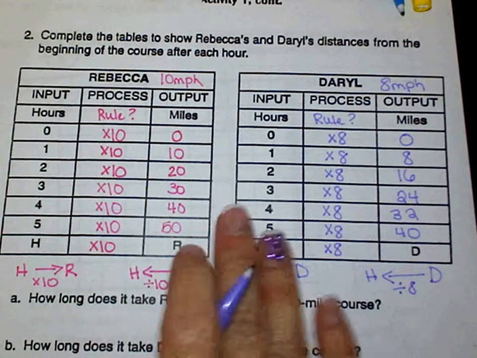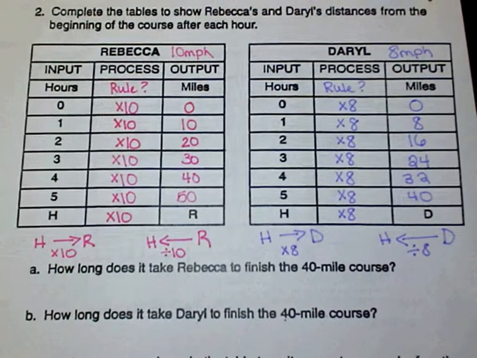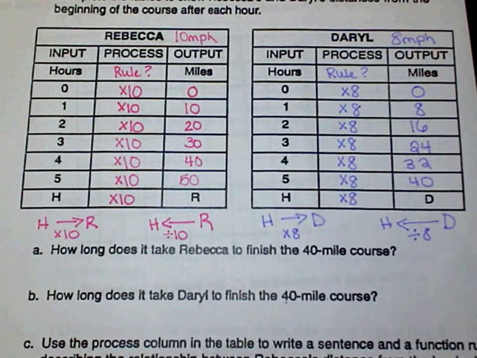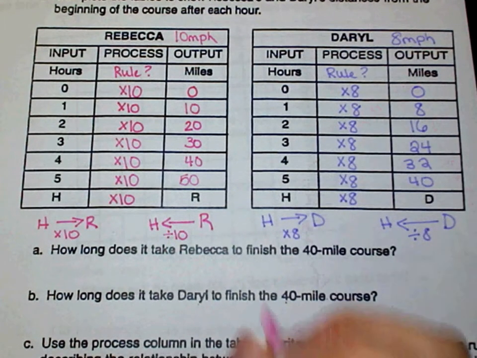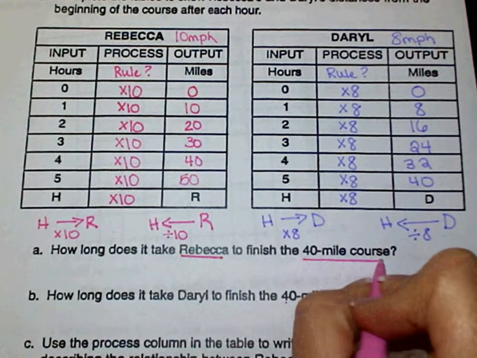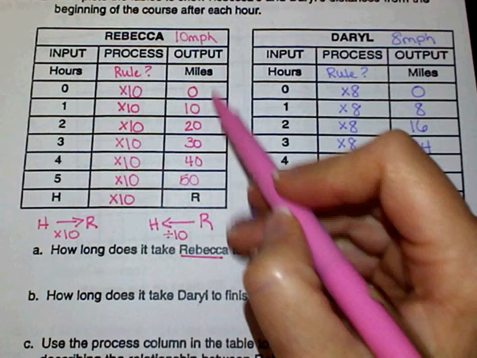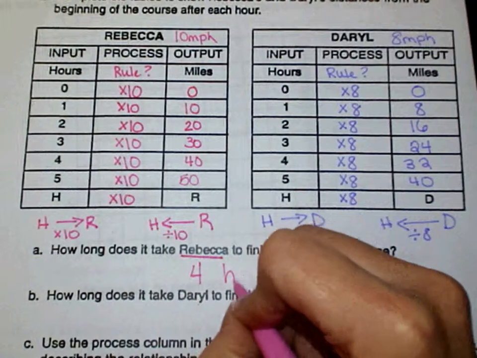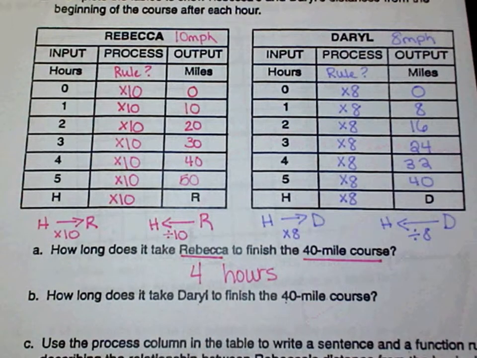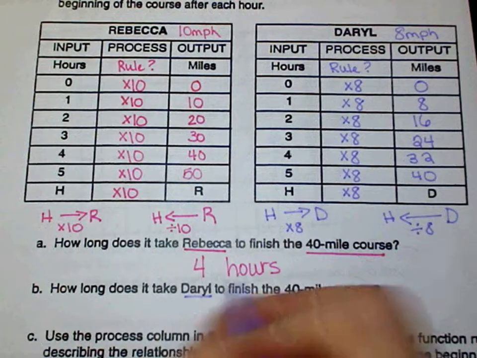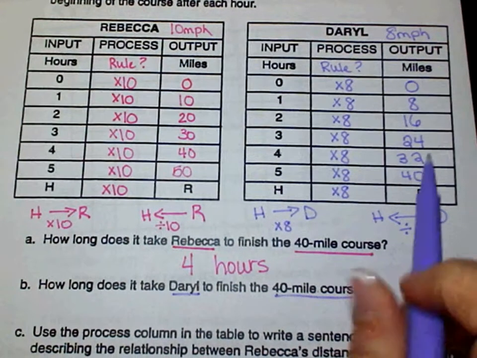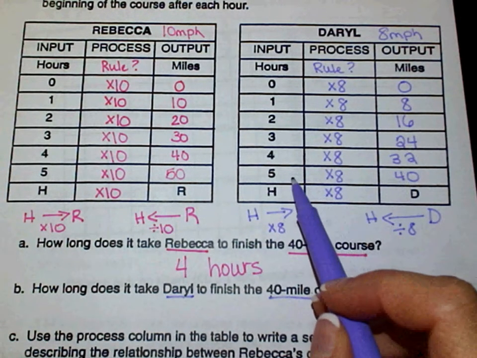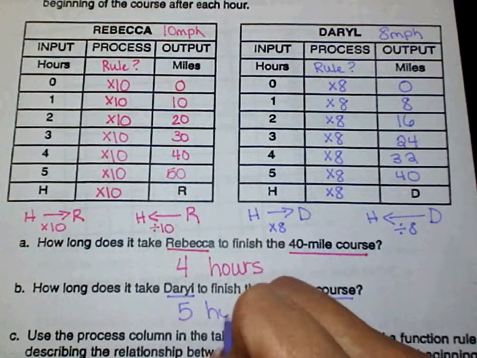So using this information for our tables, we're going to answer some questions. A says, how long does it take Rebecca to finish the 40-mile course? So I'm looking at Rebecca specifically and the 40-mile course. So I'm looking at my table, 40 miles, how long? 4 hours. B is how long does it take Daryl? So we're looking now at Daryl for 40 miles. So now I'm going to look at Daryl's table, look for miles, 40, go over to how long, that would be hours. So it took him 5 hours.